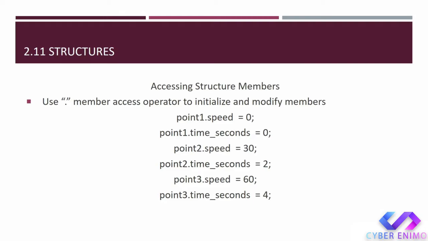So using the examples in the previous two slides, if we wanted to initialize speed, which is a member of the struct speed_time, after we declare point1, we can do it as follows. We type point1.speed = 0. And we do the same with the other member, which is time_seconds. We type point1.time_seconds = 0. And we can do the same thing for point2 and point3.